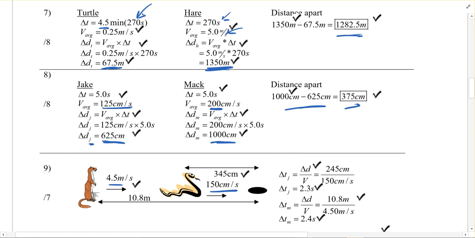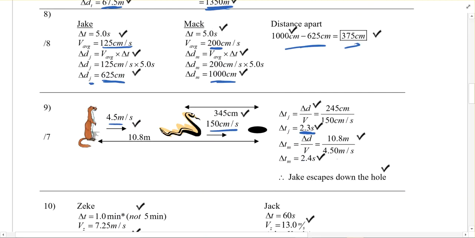You could have converted this to meters and meters per second, but what's going to happen is since the distance is in centimeters and the bottom one centimeters per second, the centimeters cancel. My answer is going to be in seconds anyway, so we just left it like that. Figured out that the time for Jake the Snake was 2.3. If you go down a little bit, the time for the mongoose, just doing the same thing, was 2.4. So therefore, Jake escapes down the hole.